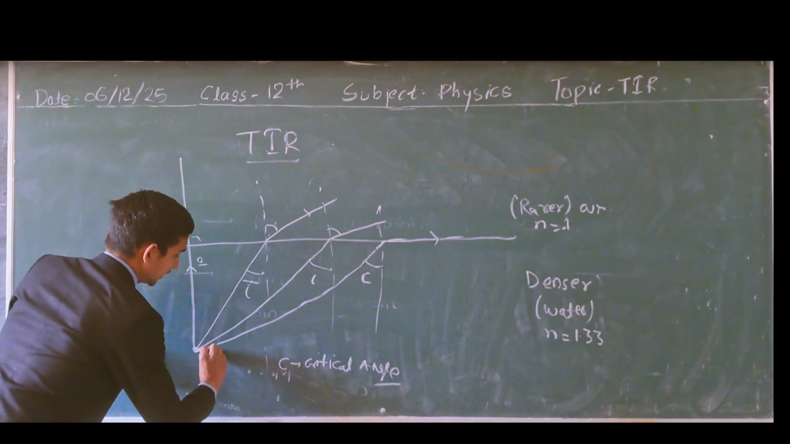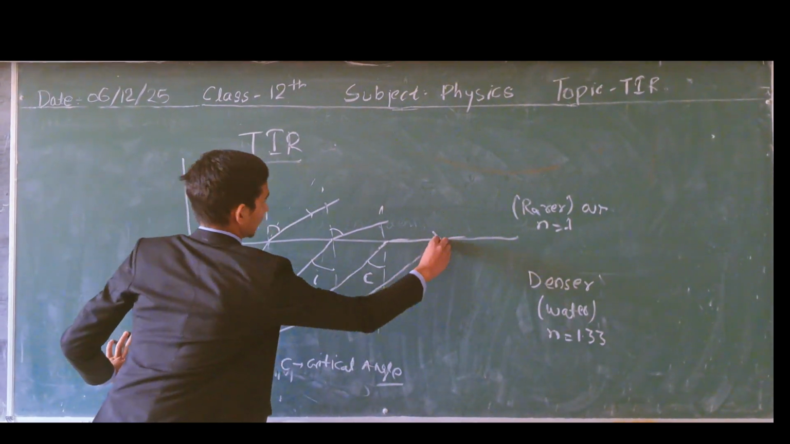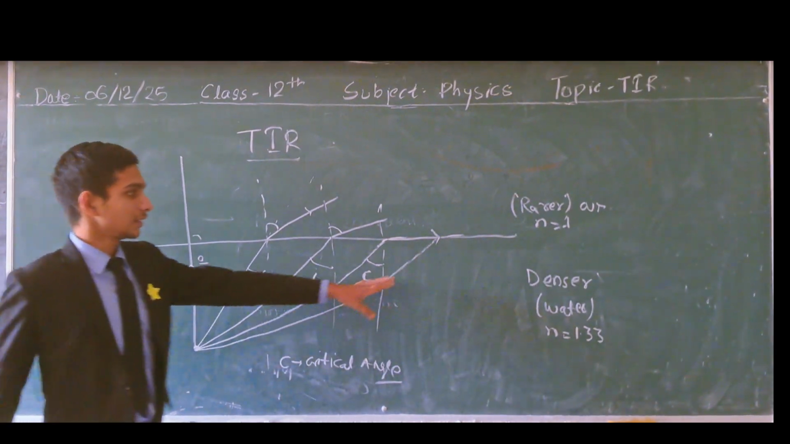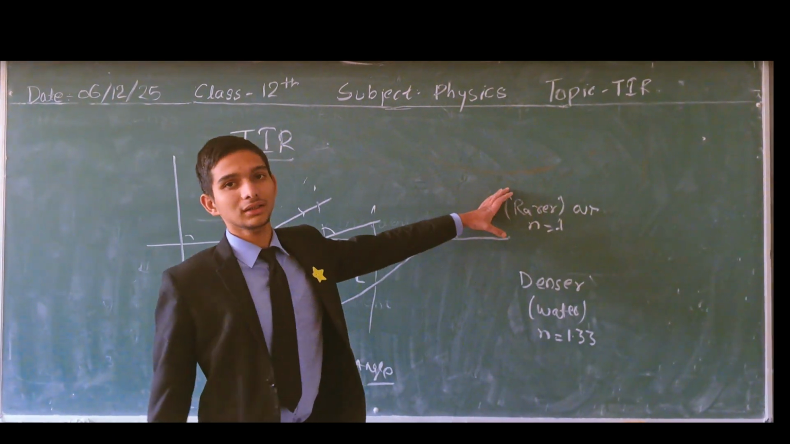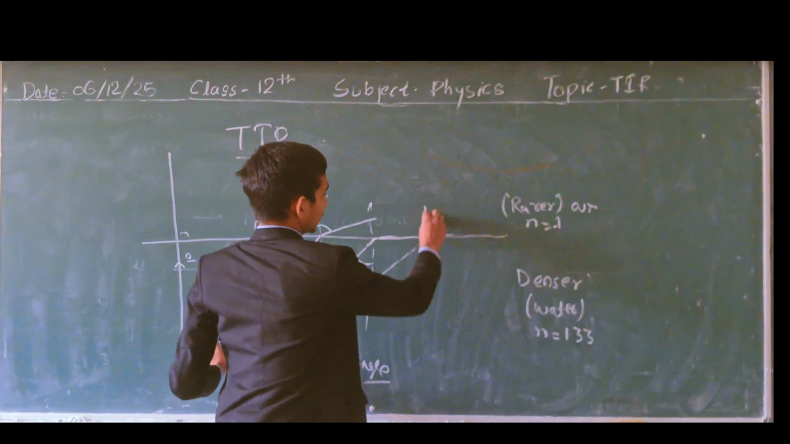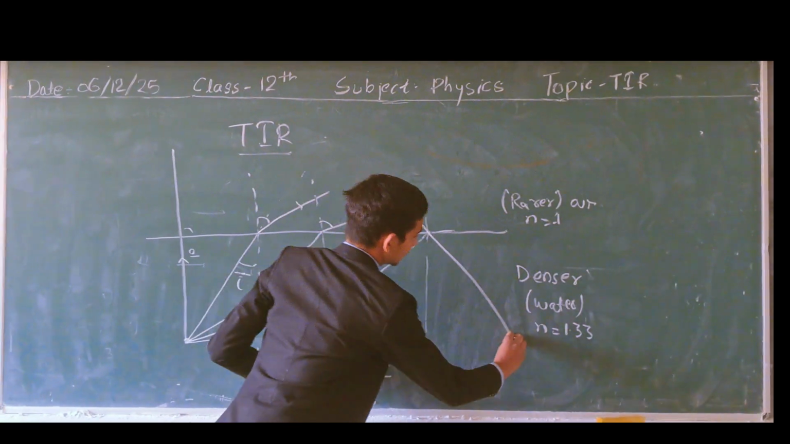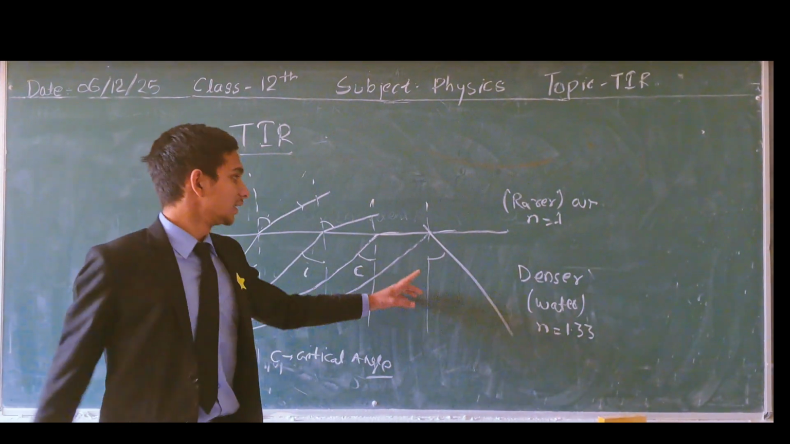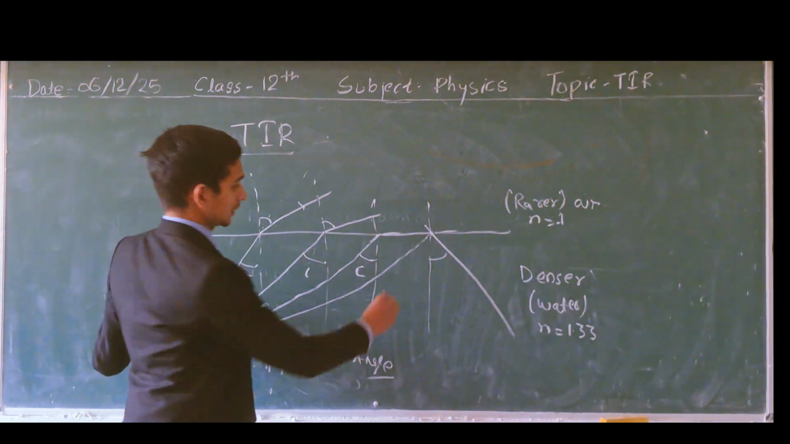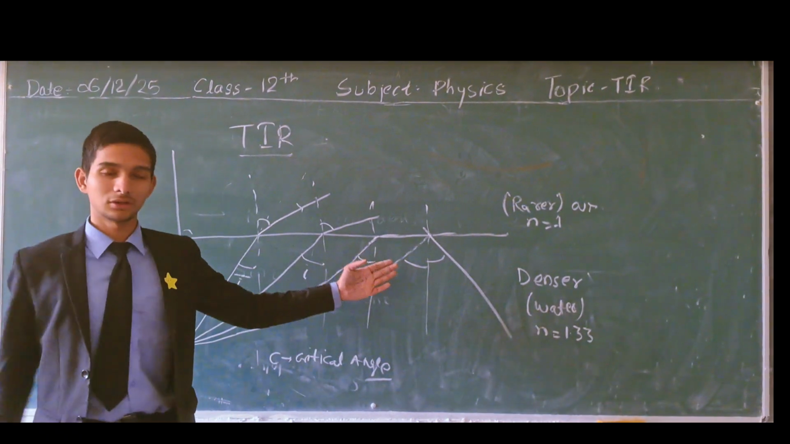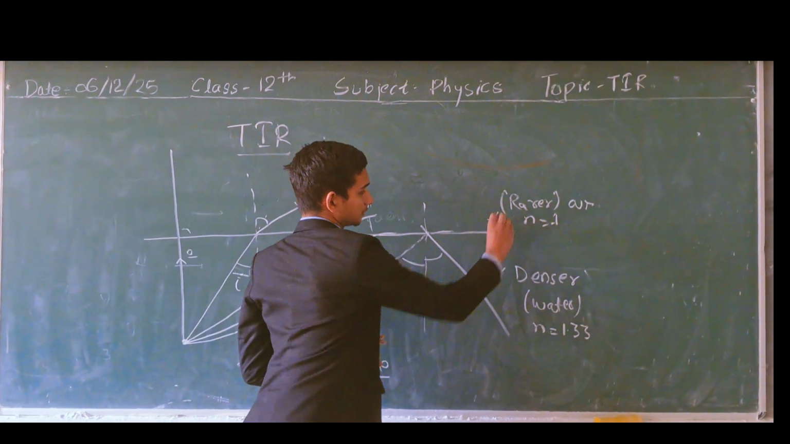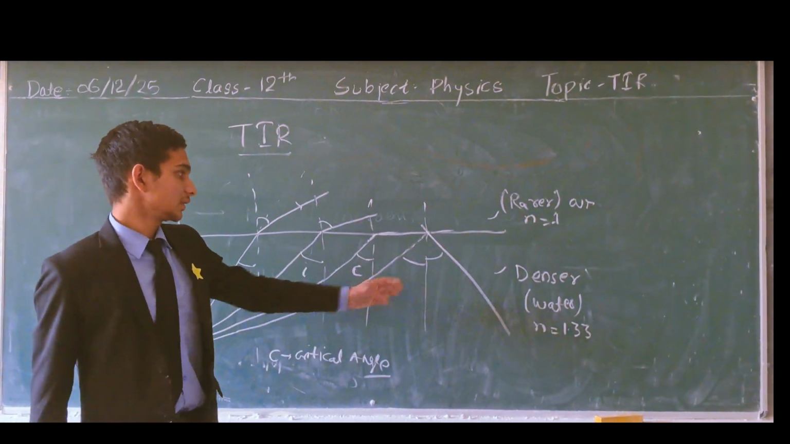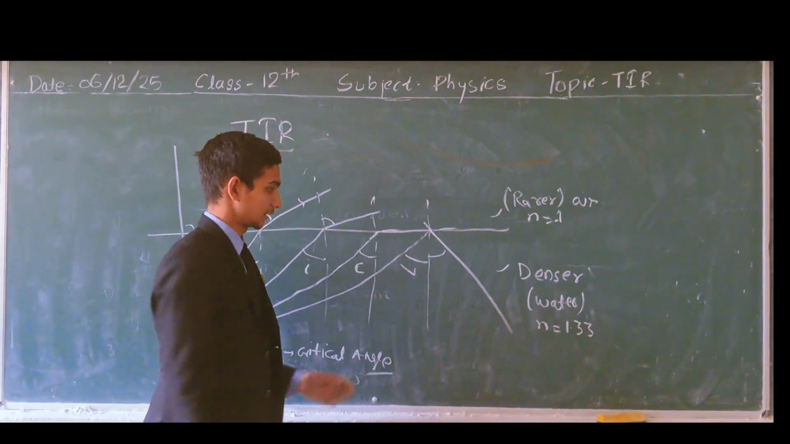And for any angle greater than the critical angle, if the angle of incidence becomes greater than the critical angle at the denser to rarer boundary, then what happens? This ray will get completely reflected. So this is the case for total internal reflection. First, denser to rarer medium, and the second is the angle should be greater than the critical angle.